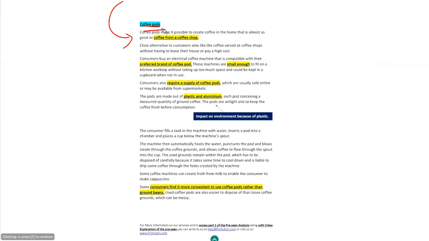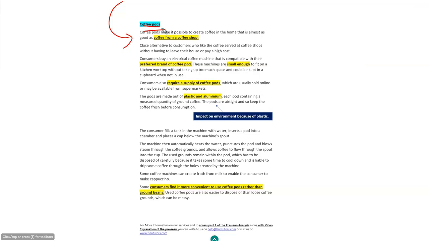A major problem for these companies who are making coffee pods is sustainability. They're being questioned on it again and again because they have to be made with plastic and aluminium, which both harm the environment. So the machine automatically heats the water, punches the pod, blows the steam, and you get your coffee ready.